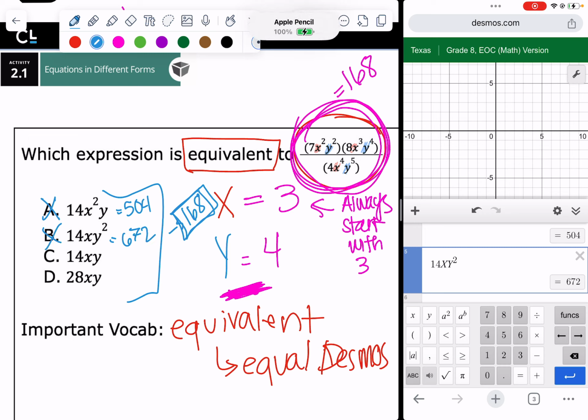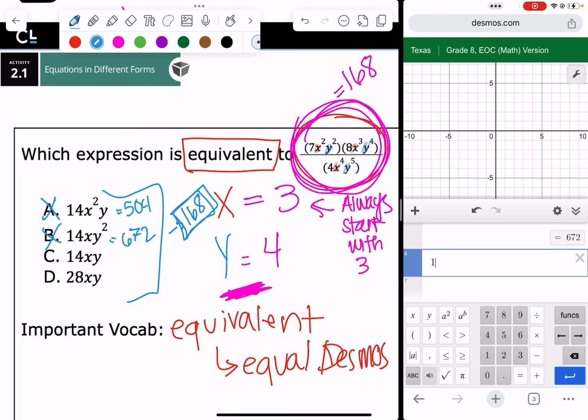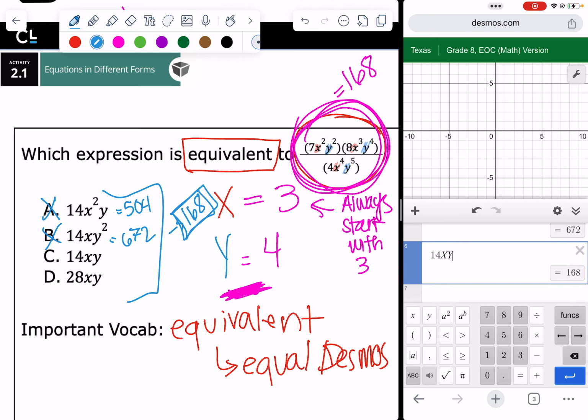If I do the next one, 14 XY, that gives me 168. So now I have 168, 168 and 168. That means C is going to be my answer.